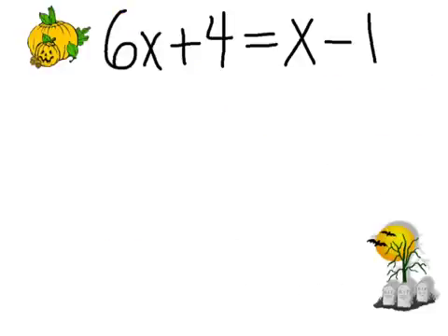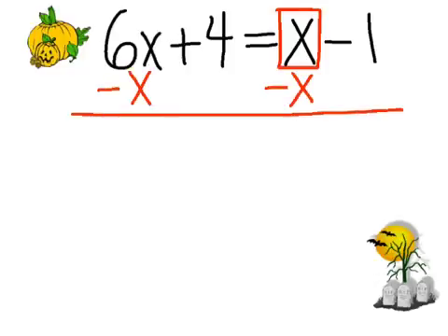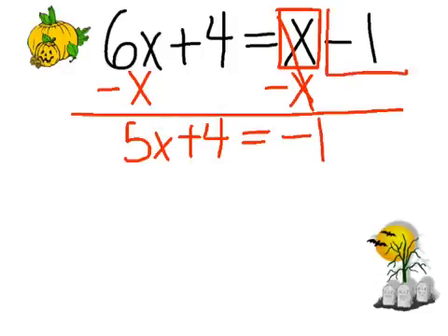Alright, practice problem number 2. We have 6x plus 4 is equal to x minus 1. First thing we need to do, this is a positive x, which means we need to subtract x from both sides. When we do that, we have 5x plus 4 is equal to negative 1. Remember, if it's a minus the number, then you gotta make it negative down here.